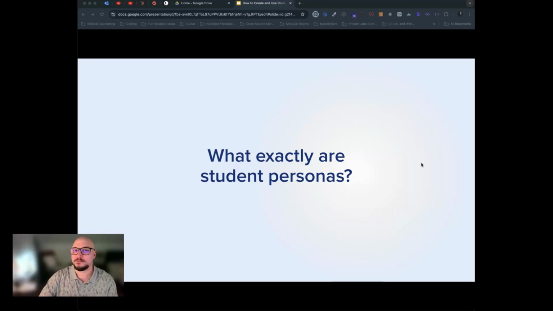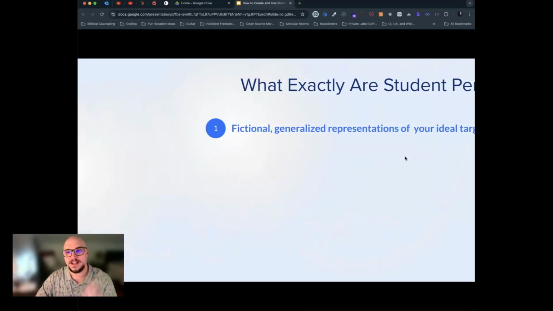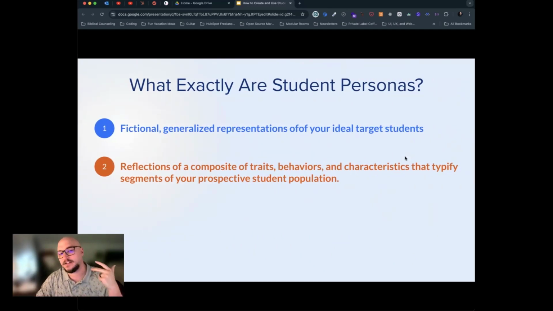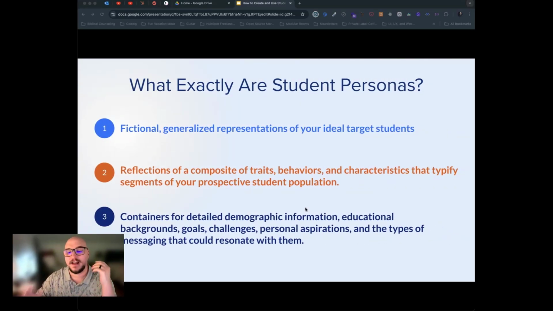What exactly are student personas, and how in the world will they actually help your higher ed marketing? Well, student personas are at least three things. First, they're going to be a fictional, generalized representation of your ideal target student. Second, they're a reflection of a composite of traits, behaviors, and characteristics that typify segments of your prospective student population. And finally, they're a container for detailed demographic information, educational backgrounds and goals, challenges, personal aspirations, and the types of messaging that could resonate with that person.